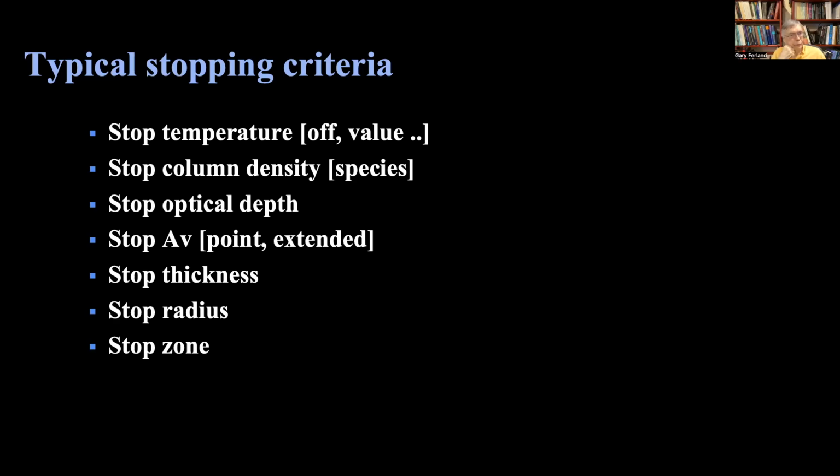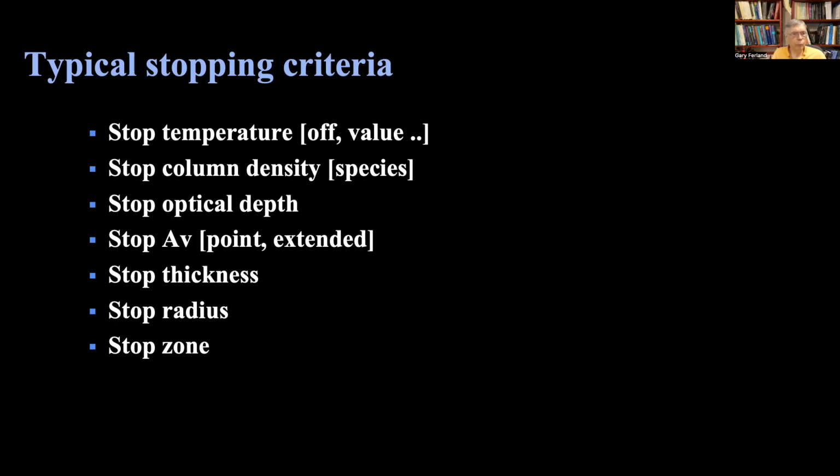So stop optical depth is the radiative transfer optical depth through the cloud. Observationally, there's probably no reason you would set this. It's a radiative transfer property that is interesting for testing. Related to optical depth, you can also stop at a visual extinction, A sub V. So many PDR sims, if you look in the published literature, stop at an AV of 10 magnitudes or 20 magnitudes. So you could do that.